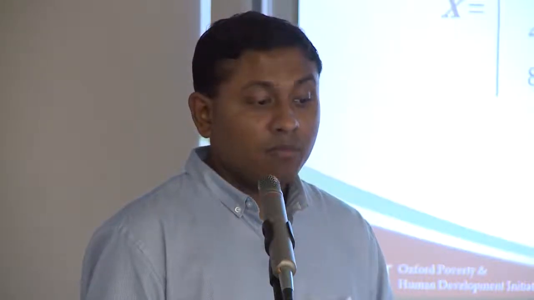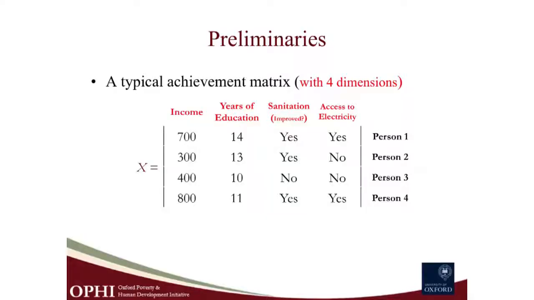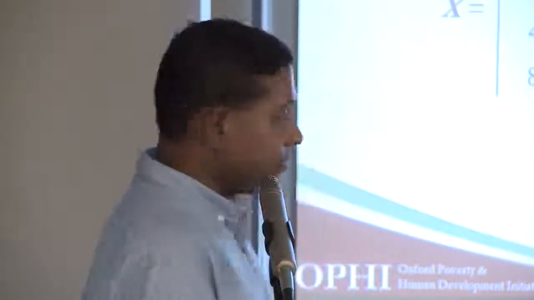The achievement of person 1 in income is 700 with some unit of measurement. Years of education of person 1 is 14. Does the person have access to improved sanitation? Yes. Access to electricity? Yes. Similarly, if you look at the second person, the income is 300, years of education say 13 years. He has access to an improved sanitation facility but no electricity, and so on. This is the kind of data in the multidimensional world that we generally see when we are conducting analysis.